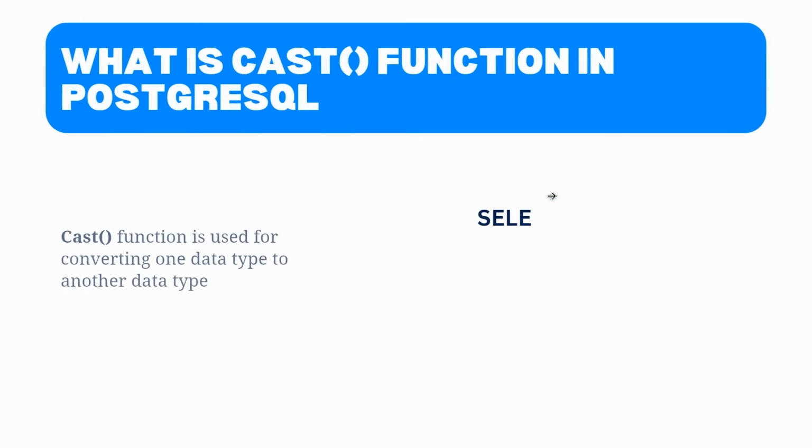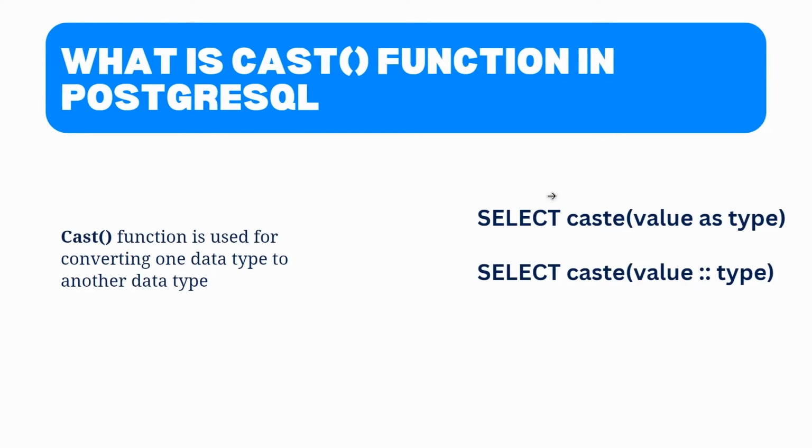Now move to the first topic, what is the cast function? So the cast function of PostgreSQL is used to convert one data type to another data type. Like we can convert integer to float, integer to string, and character to string. Here you can say there are two ways to convert from one data type to another. First we use a cast function with the as keyword, and the second with a cast operator.